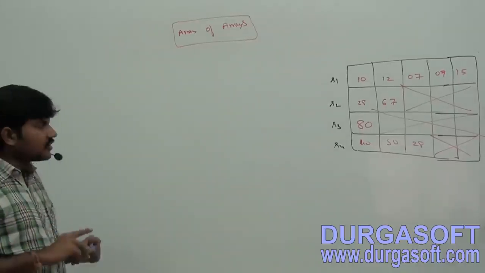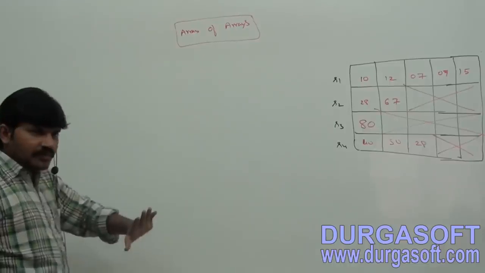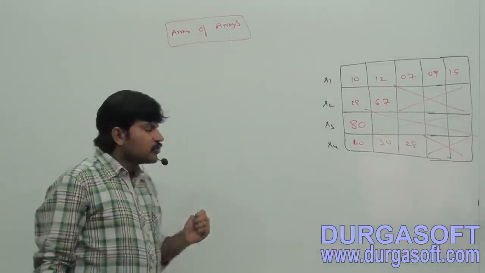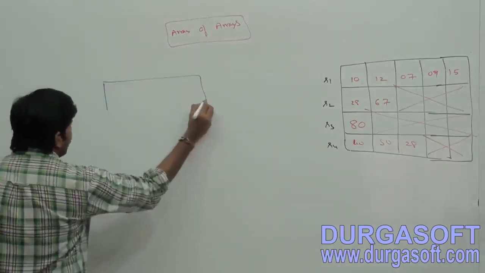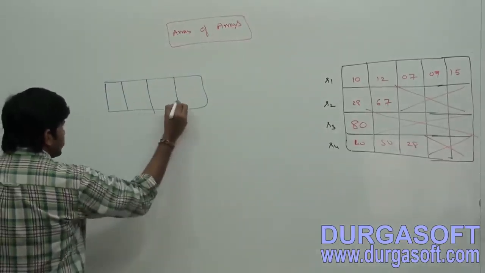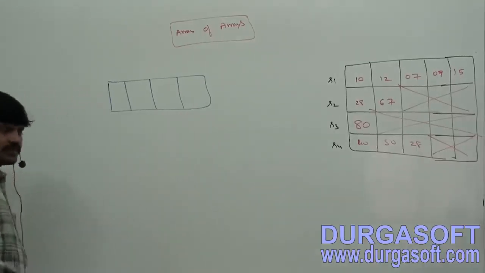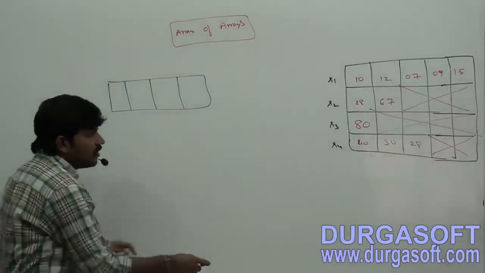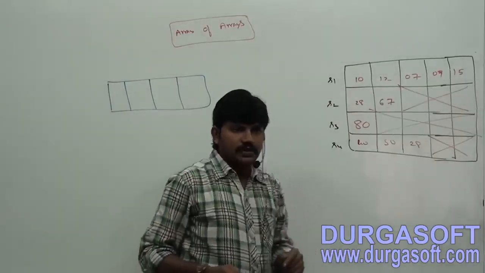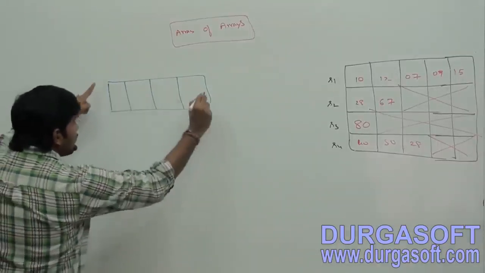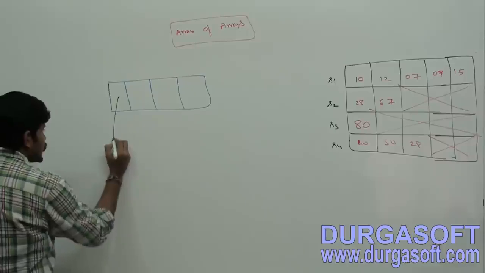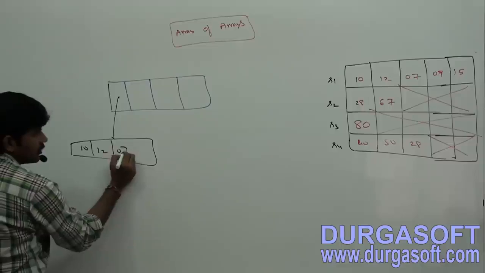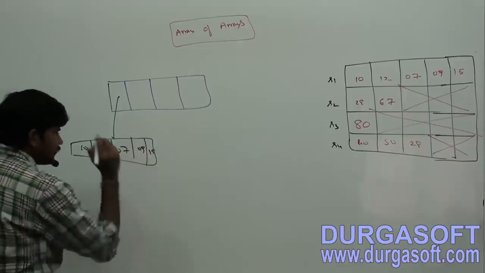Let me explain. The same thing in Java: how is it represented? How many student marks do I have to represent? 4, so the base array size is 4. How many marks does the first student have? 5: 1, 2, 3, 4, 5. So the first student's entry is an array holding 10, 12, 07, 09, 15.